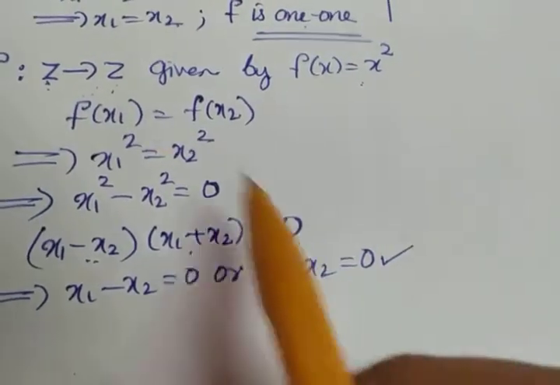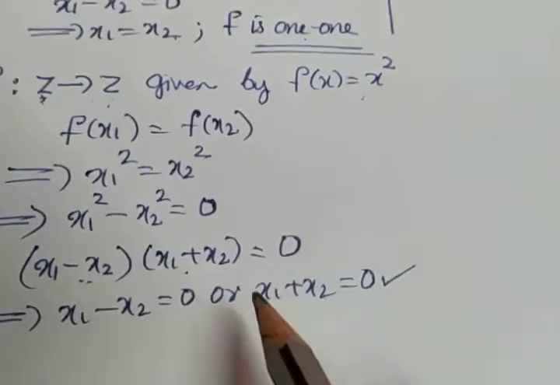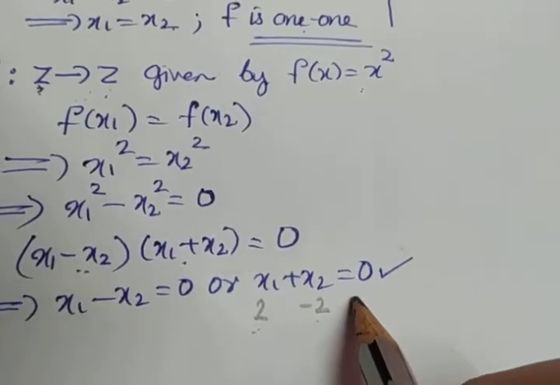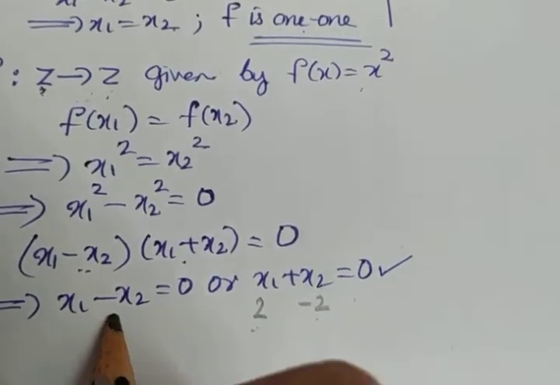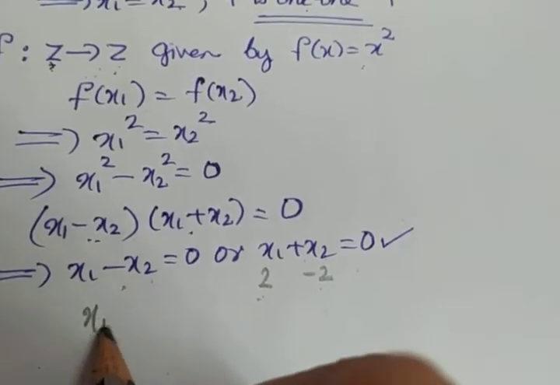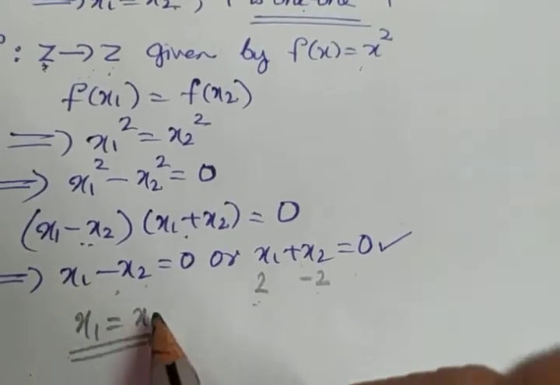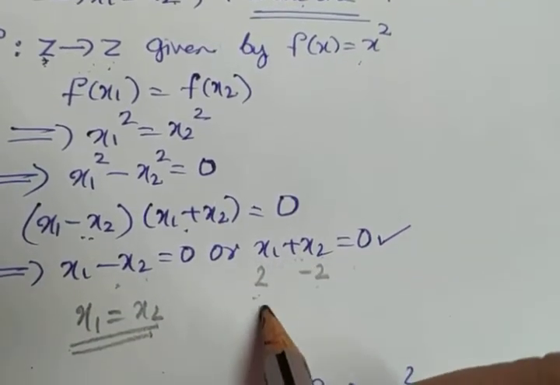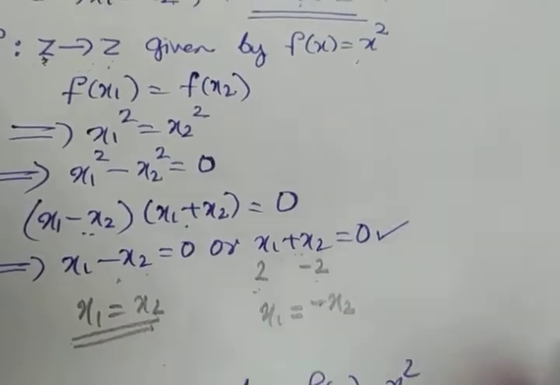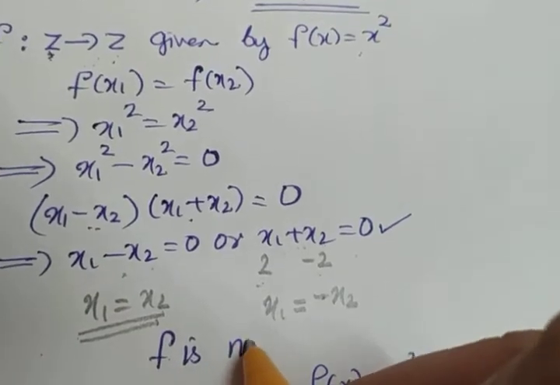Why? Because x1 and x2 are integers. If I am taking x1 as 2 and x2 as minus 2, 2 plus minus 2 gives the value 0, isn't it? So either this can happen or this can happen. If this is there, we are getting x1 equal to x2, and we will come to the conclusion that it is one-one. But this also holds. That means x1 is equal to minus x2, which implies f is not one-one.